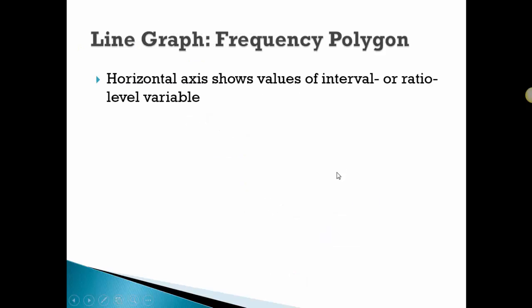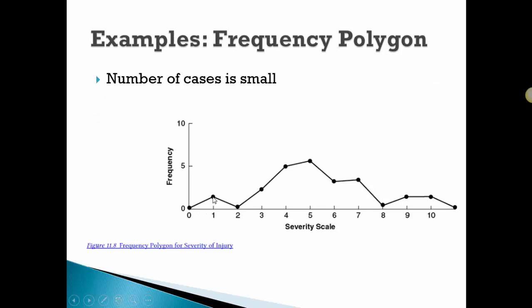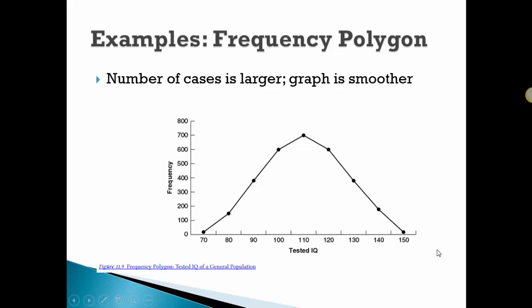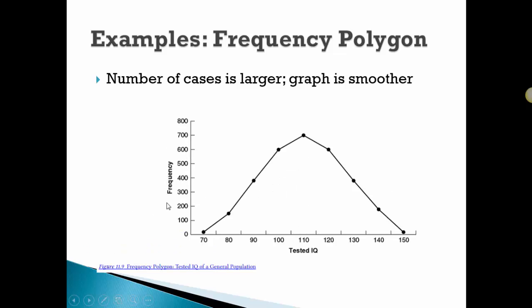Line graph or frequency polygon, again, shows interval or ratio level data. It's like a histogram, but instead of bars, we put a dot in the middle of each bar at the height of the bar, and then connect the dots. And in this case, let's go back for a second. This one's not smoothed out because we don't have very many cases. As the number of cases increases, look at the frequencies here, it smooths out.